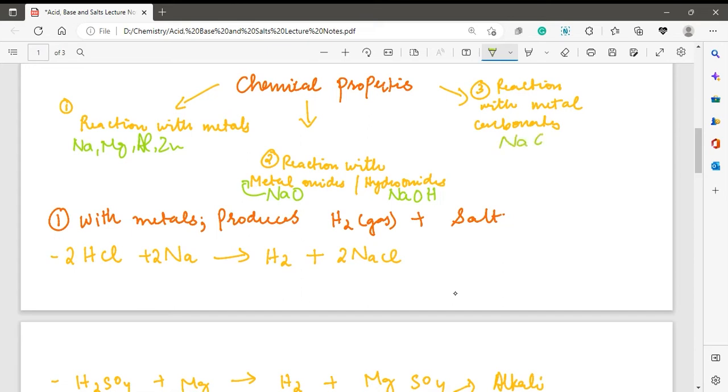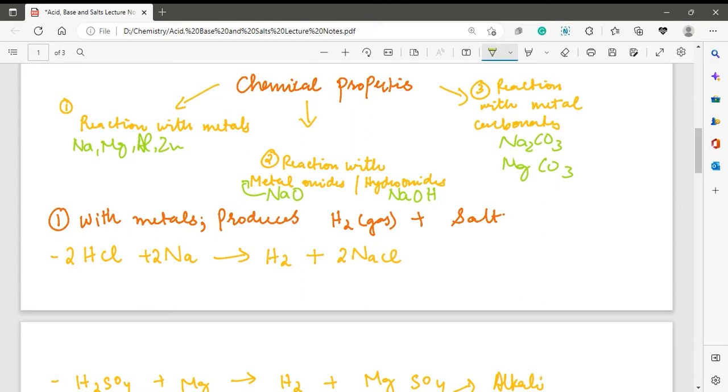A metal attached with the carbonate ion is known as a metal carbonate. This one is sodium carbonate. For example, this one is magnesium carbonate. Magnesium is the metal and it is attached with the carbonate ion, so we termed it magnesium carbonate, a metal carbonate. So these are the three species which can react with the acids.